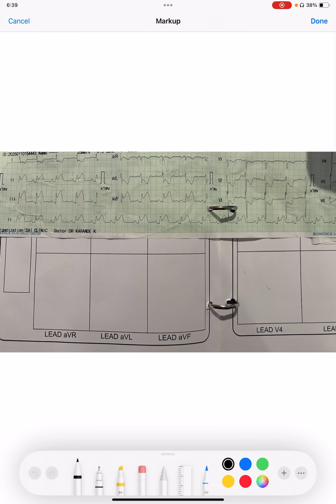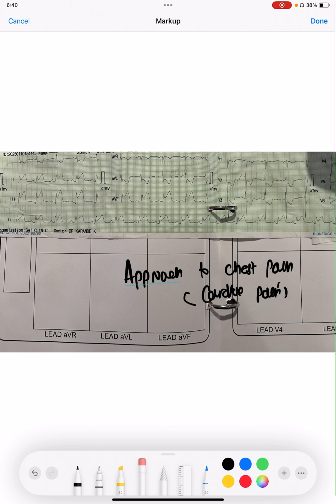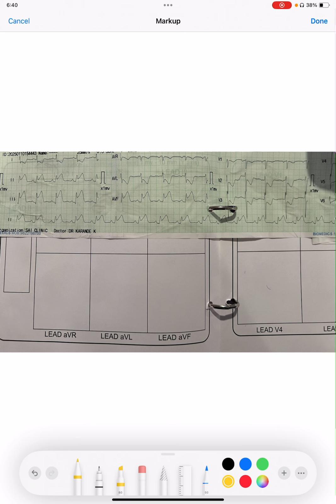So today we'll be discussing the approach to chest pain, in view of cardiac chest pain. We will not be discussing other pain which is not cardiac or not heart related. In this approach to chest pain, the first and most important thing we should do for chest pain is an ECG.